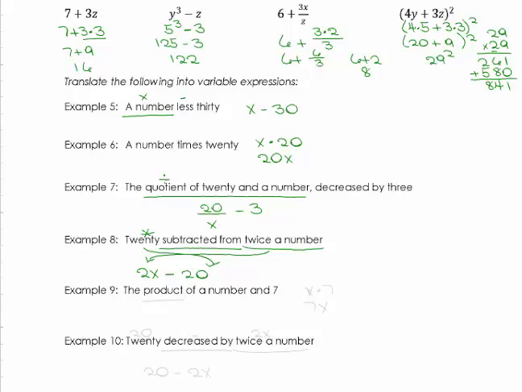All right, number 9, the product, which means multiplication, of a number and 7. Well, we would say the number x times 7, and of course we don't write it that way. We write it as 7x.